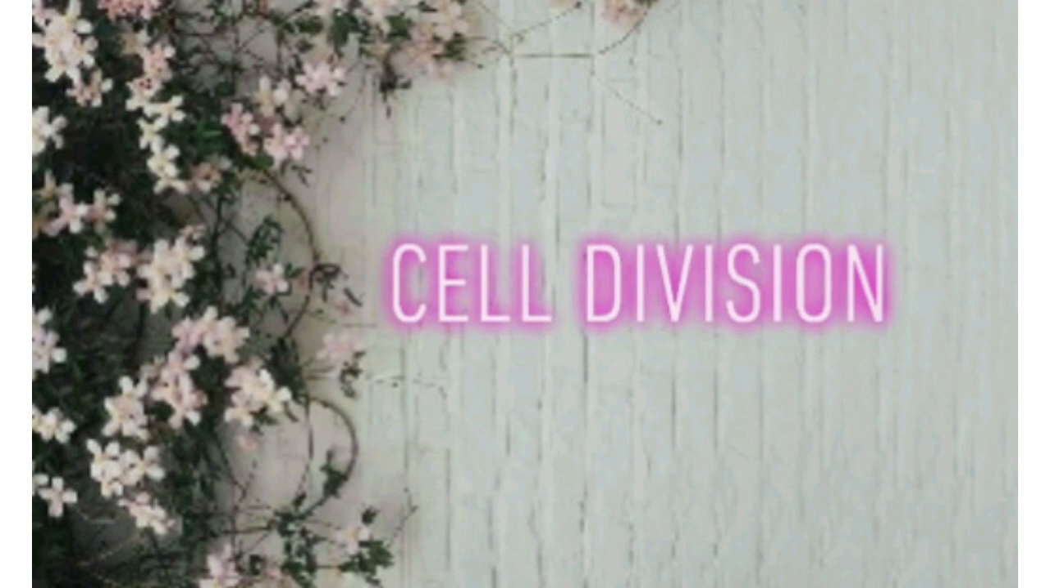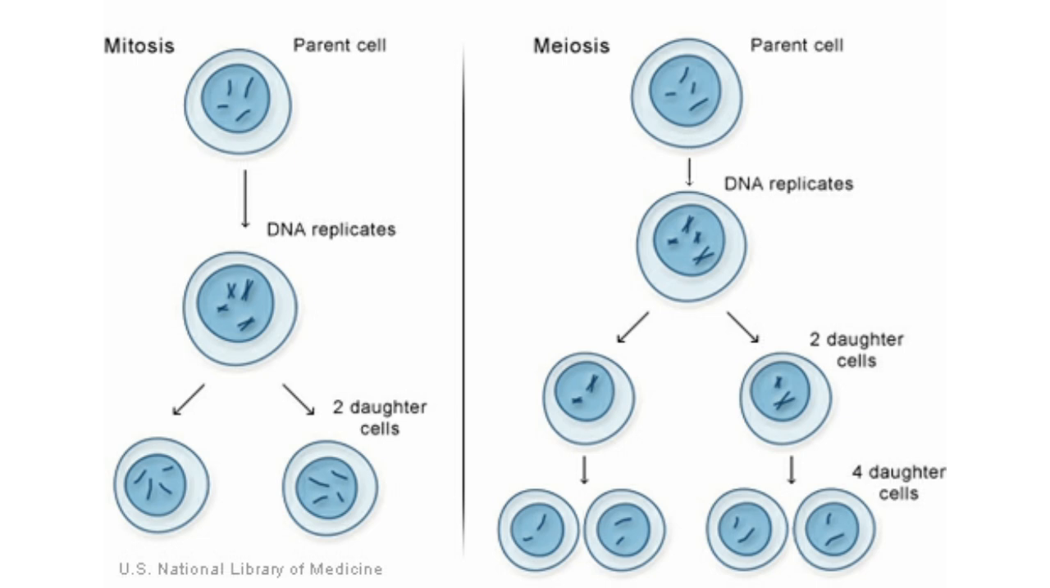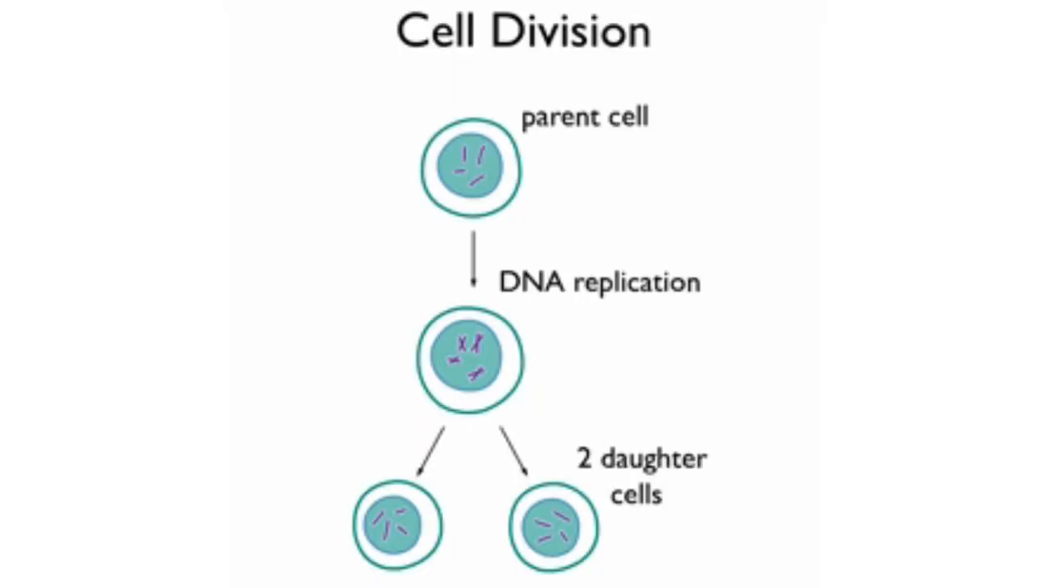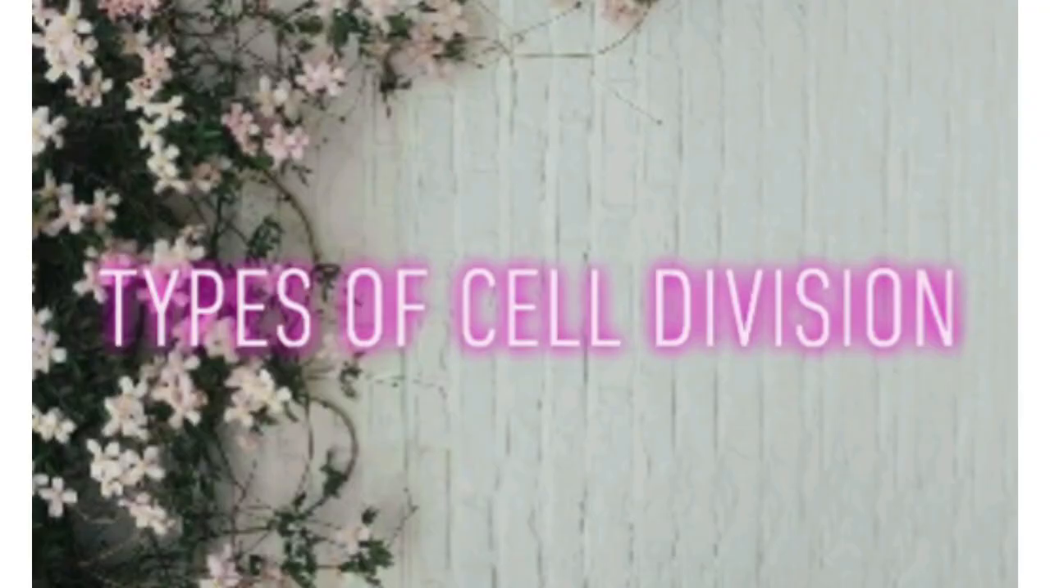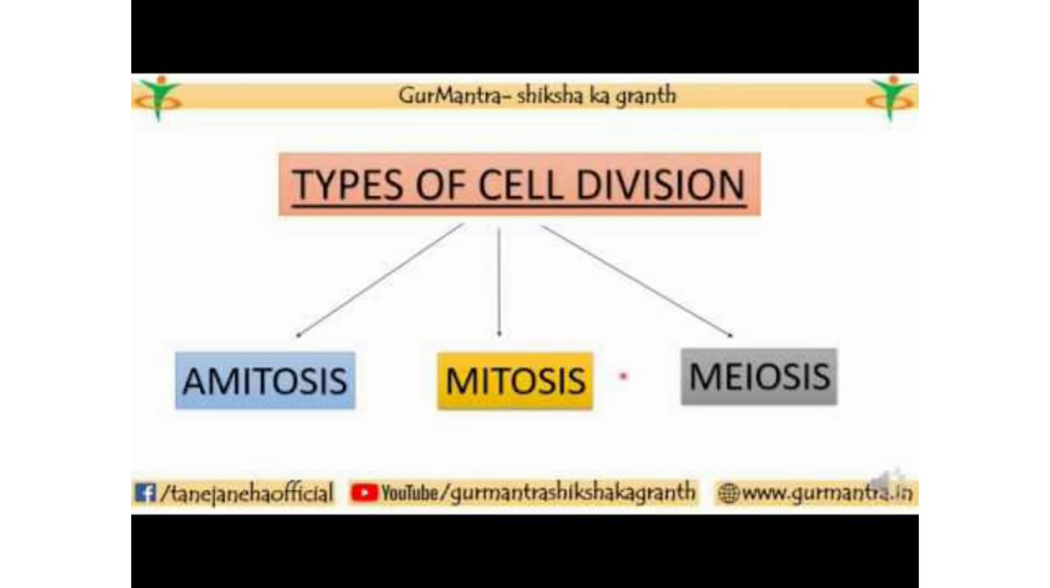You may wonder how a single cell goes on to form such a large organism. All cells reproduce by division, and division of cells into daughter cells is called cell division. Next, types of cell division. The three types of cell division that occur in animal cells are amitosis, otherwise called direct cell division; then mitosis, which is indirect cell division; then meiosis, otherwise called reduction division.